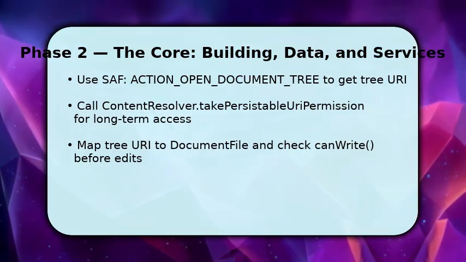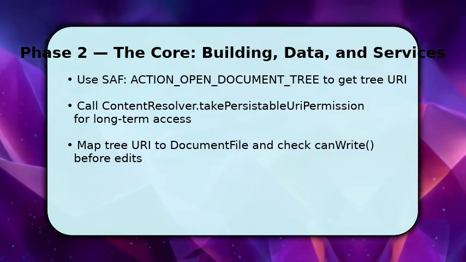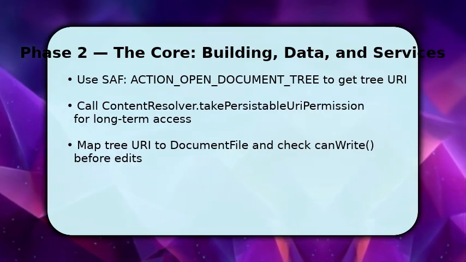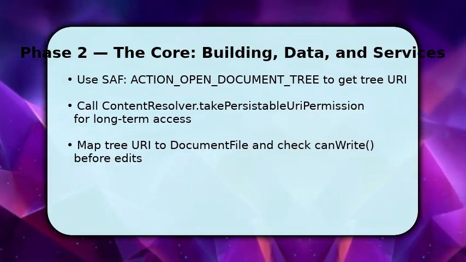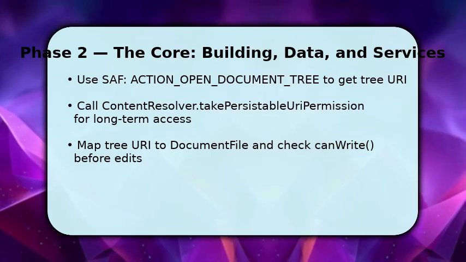Once you have the URI, wrap it with DocumentFile from tree URI to list and modify contents. If canWrite returns false, refresh the permission or rerun the picker. Next, confirm file paths and legacy flags if the app uses file APIs.